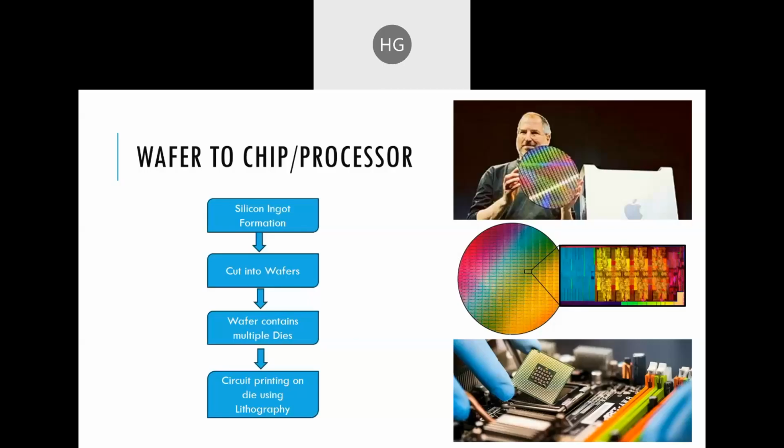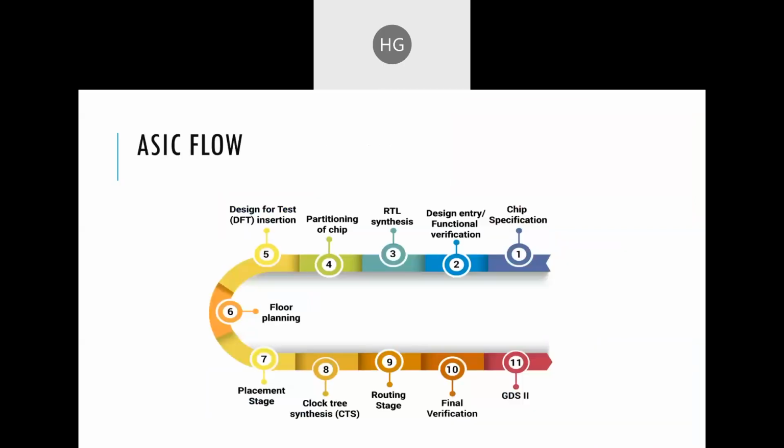So what happens after the design entry? After RTL design, verification, synthesis, partitioning of chip, and design for test, we can just have the FPGA board. So directly we can check those verifications. We can basically check our system, all the verification we can do on that FPGA board.